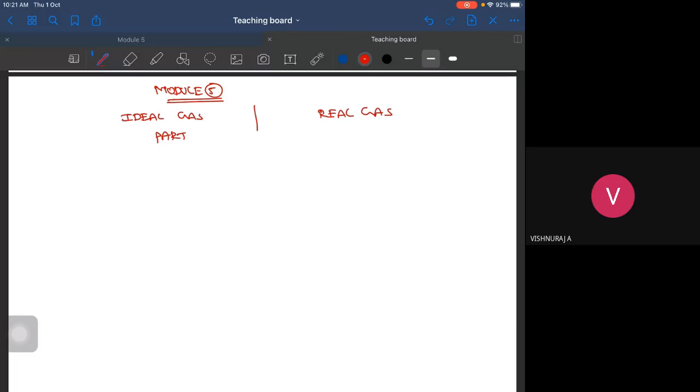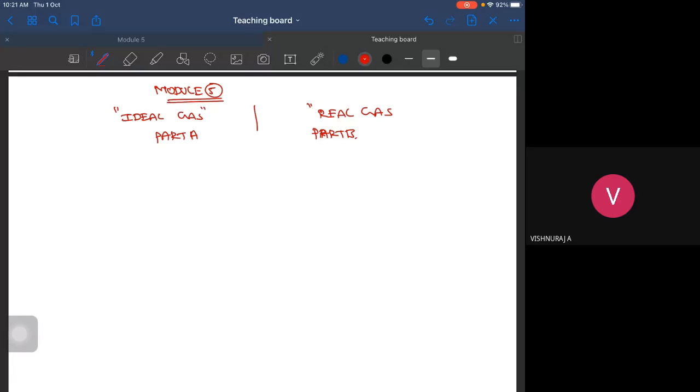So only this class is enough to clear Module 5. Kindly concentrate now. Module 5 consists of two parts. One is ideal gas and the other one is real gas. The ideal gas is part A and real gas is part B. Most probably there will not be any kind of shuffling in that, but yet you have to read both of them, which are very easy.